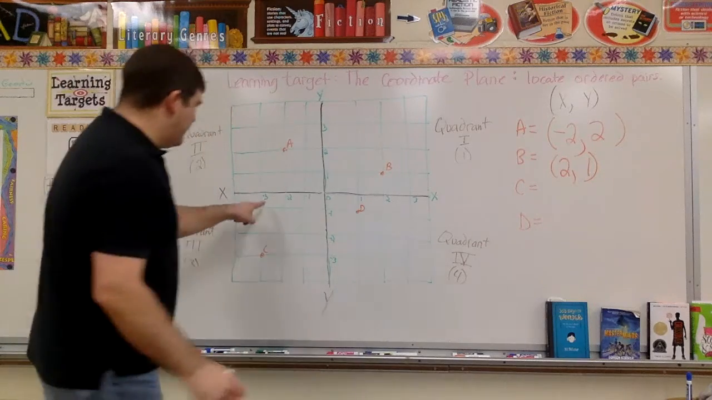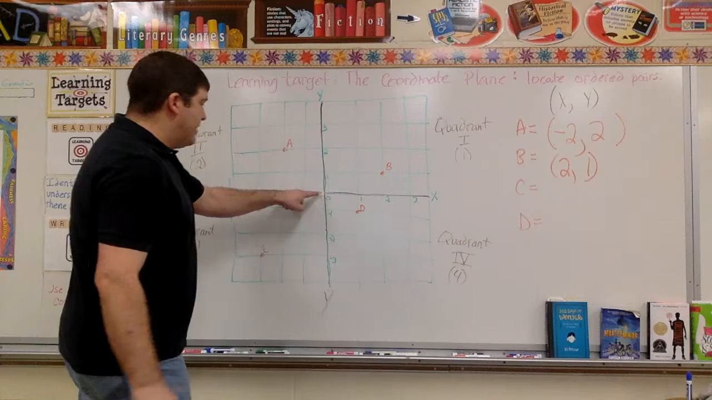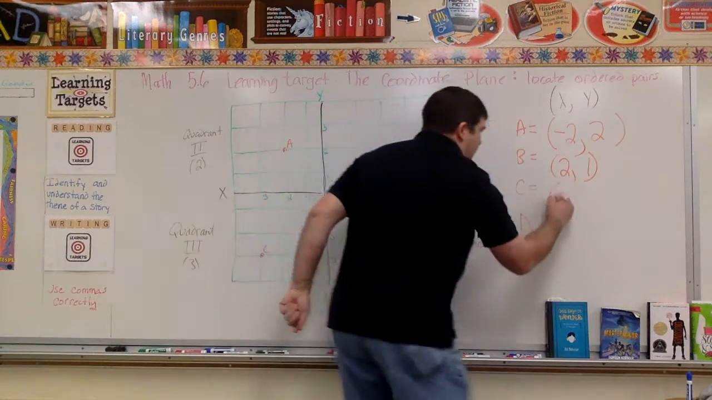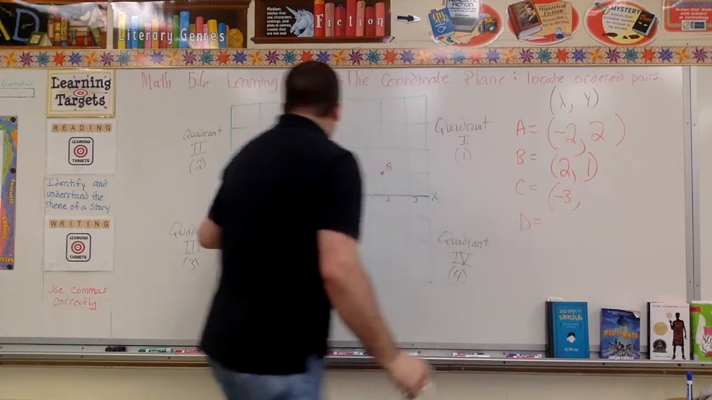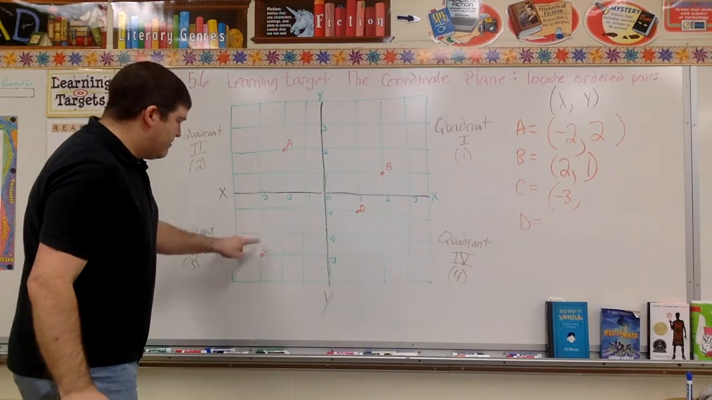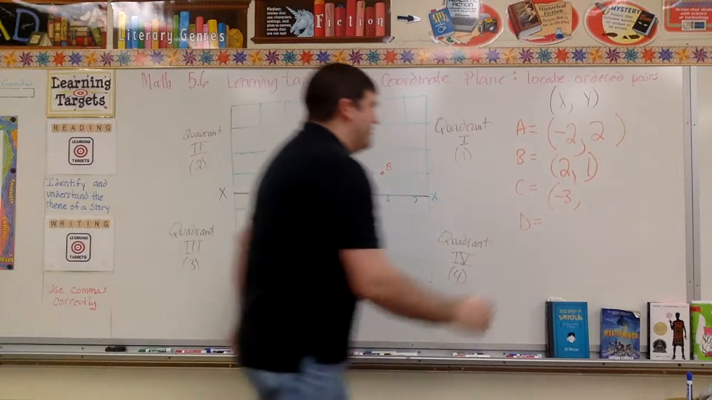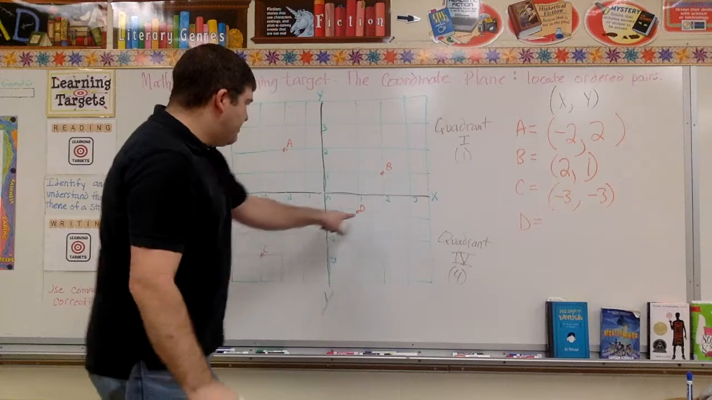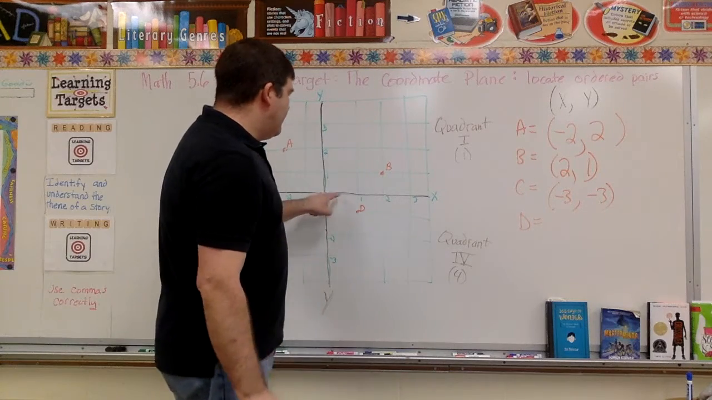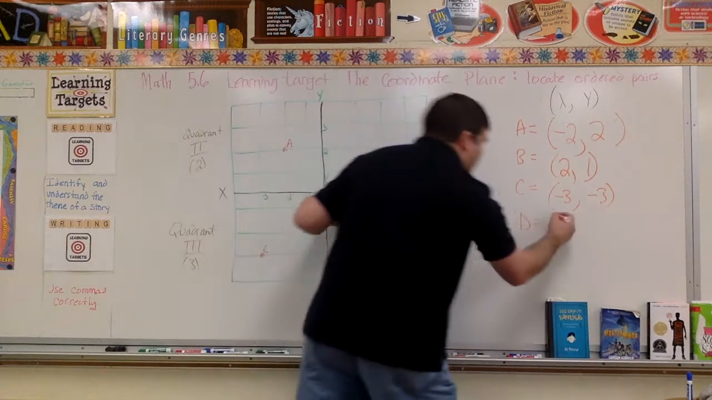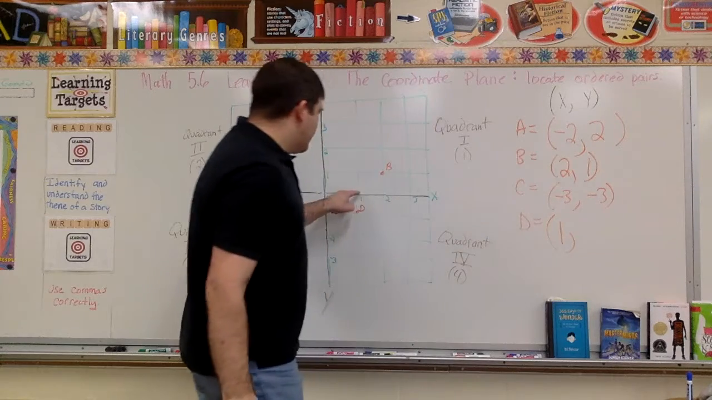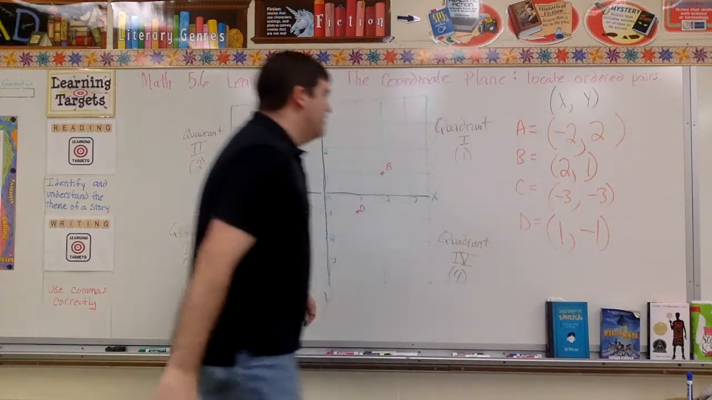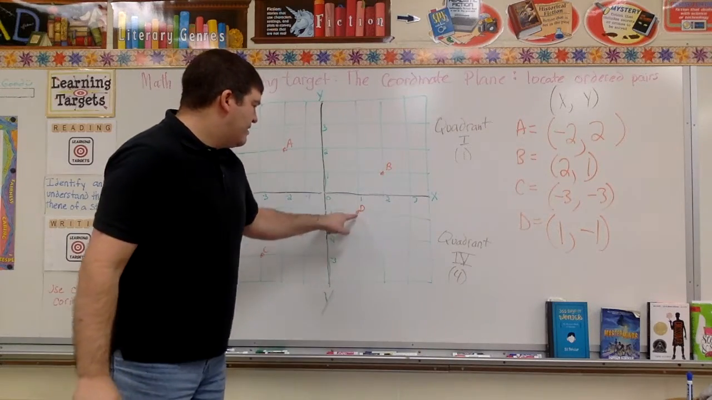Let's go to C, down here. Negative, so I do my X first. It's all the way over here, so it's -3. I go over to -3, then I got to go up 1, 2, 3. That one's -3. So -3, -3. Now D is right here. I go over first, a +1, and then I got to go down 1, which is a -1. Okay, so D is located at 1, -1.